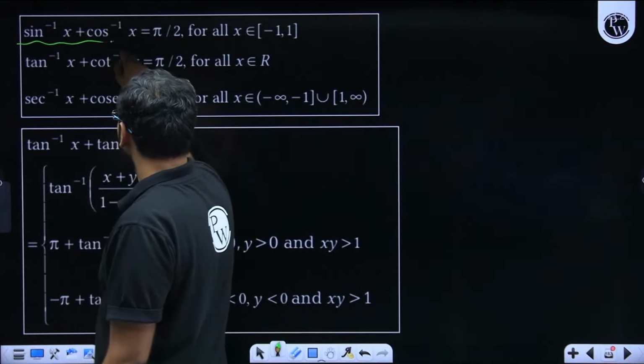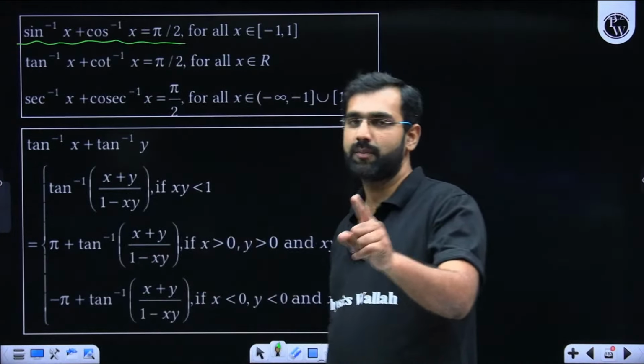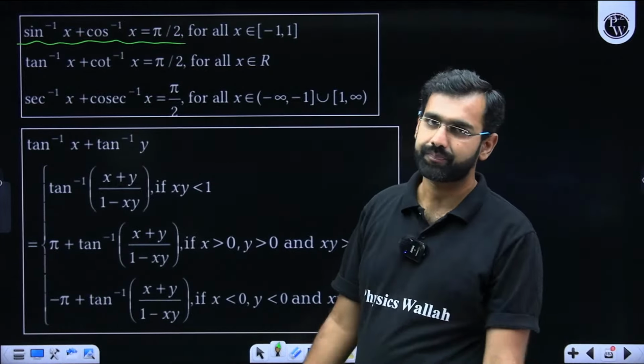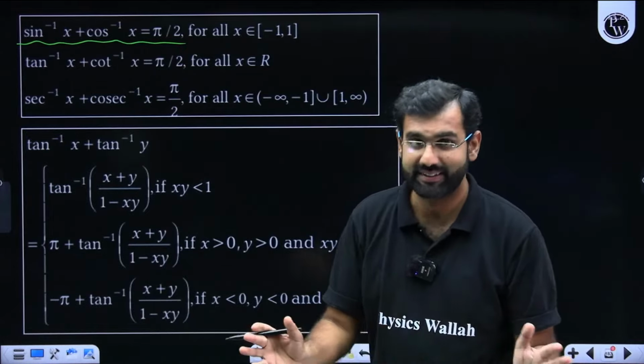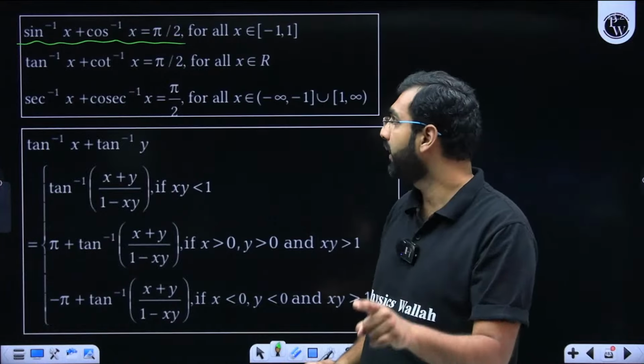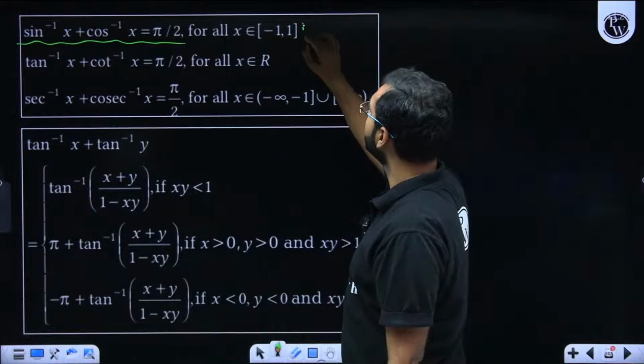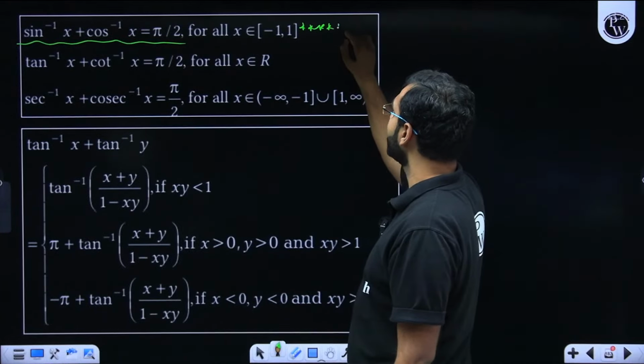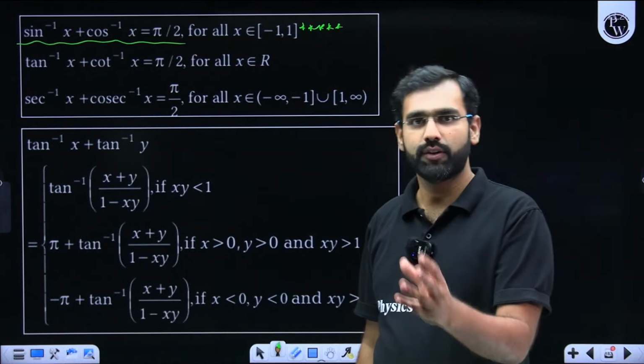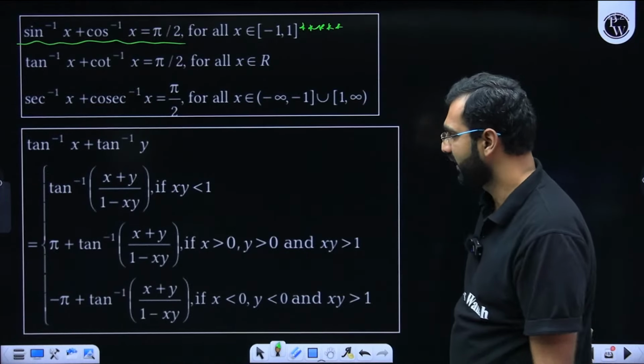There was a direct question asked by JEE Mains that sine inverse x plus cos inverse x is pi by 2. Not for all x. This will be pi by 2 only when x is from minus 1 to 1. So these basics and these nuances you should be aware of. If you don't take care of these minute details, you could be committing errors or mistakes.